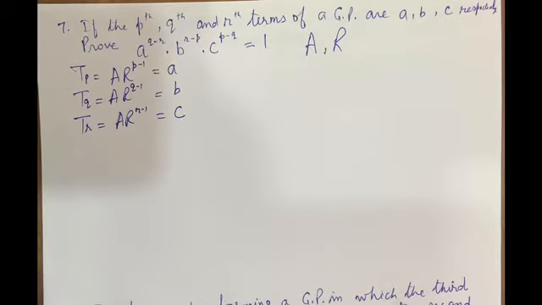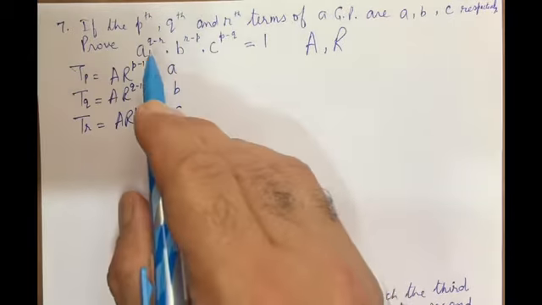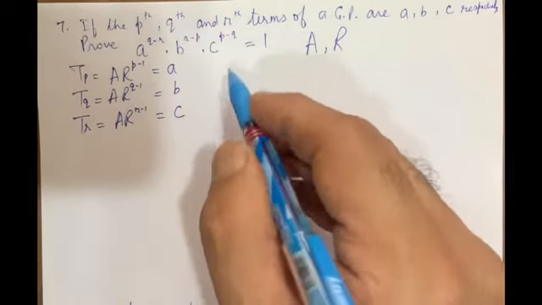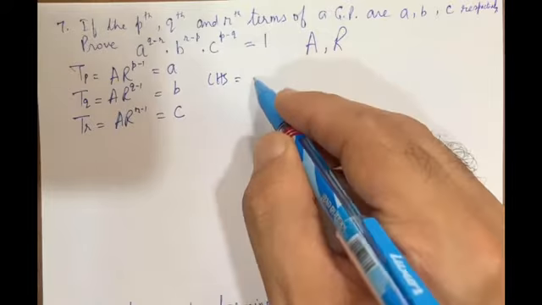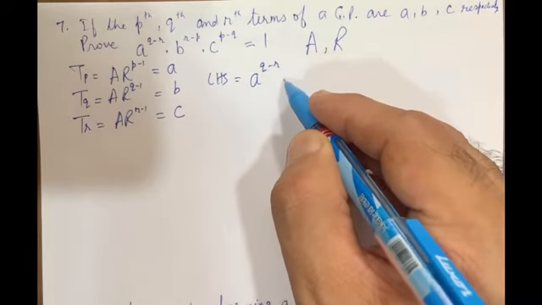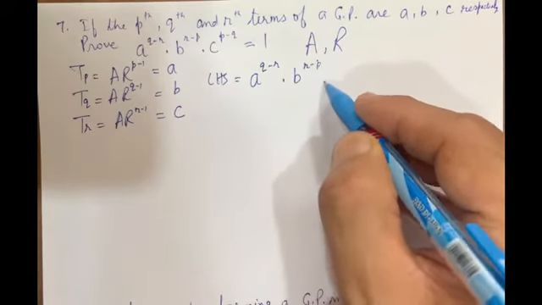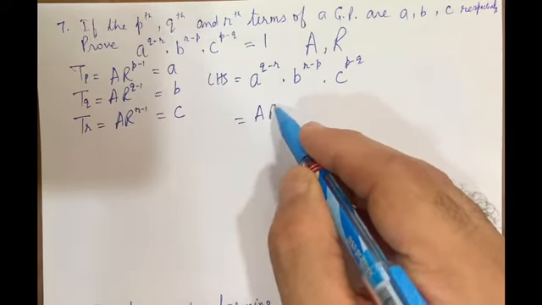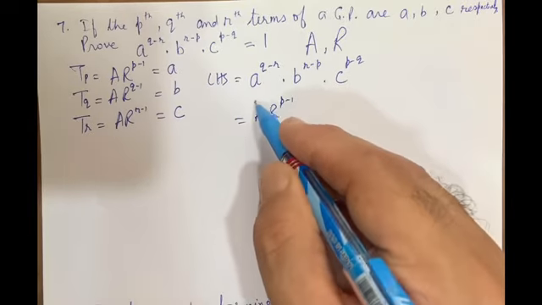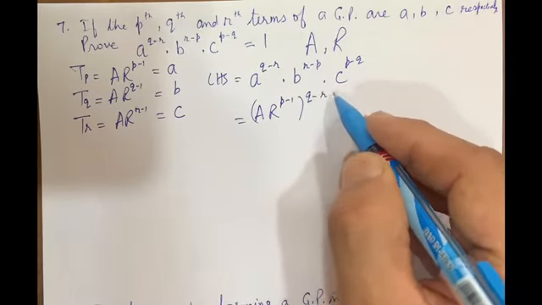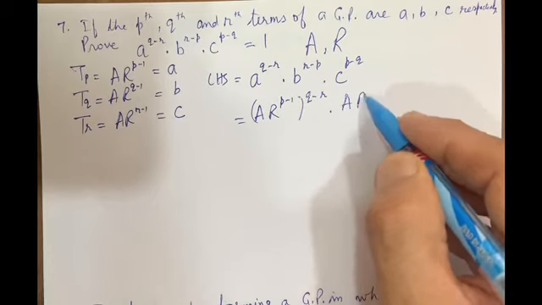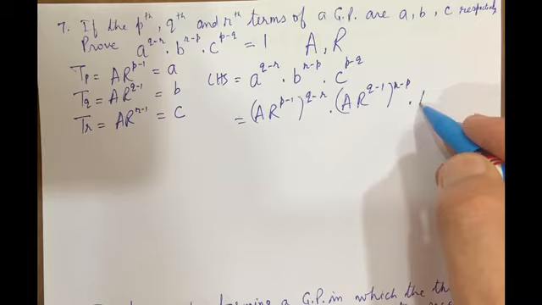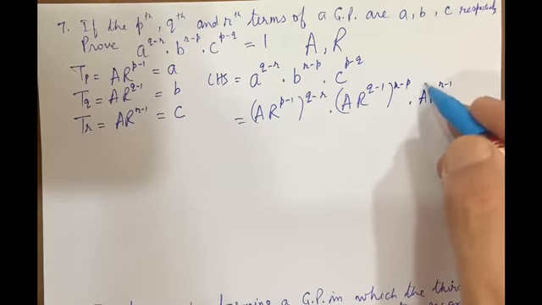So we have to prove that this product is equal to 1. We substitute values of a, b, c in this. Left hand side of this will be a^(q−r) into b^(r−p) into c^(p−q). This is a into r^(p−1) whole raised to q−r, a into r^(q−1) whole raised to r−p, a into r^(r−1) whole raised to p−q.